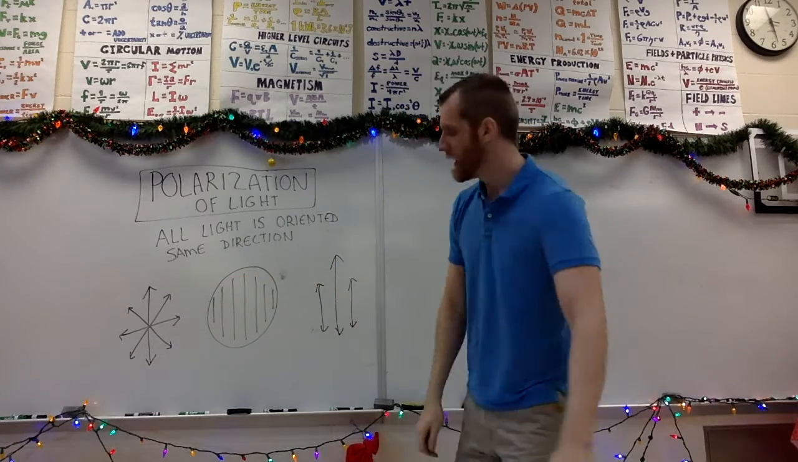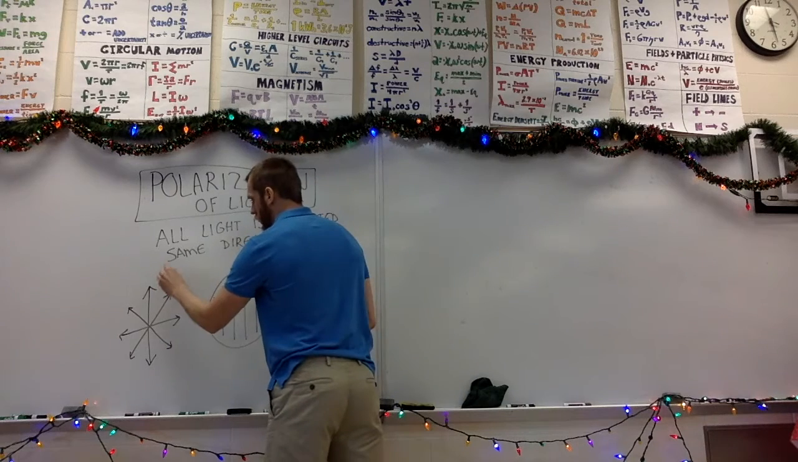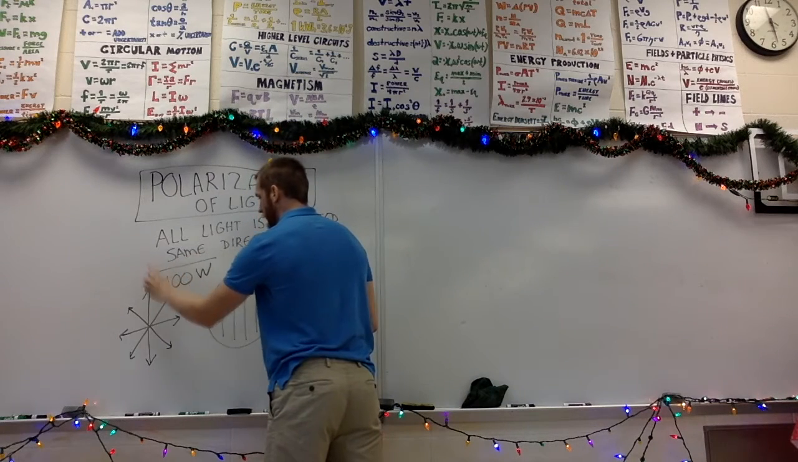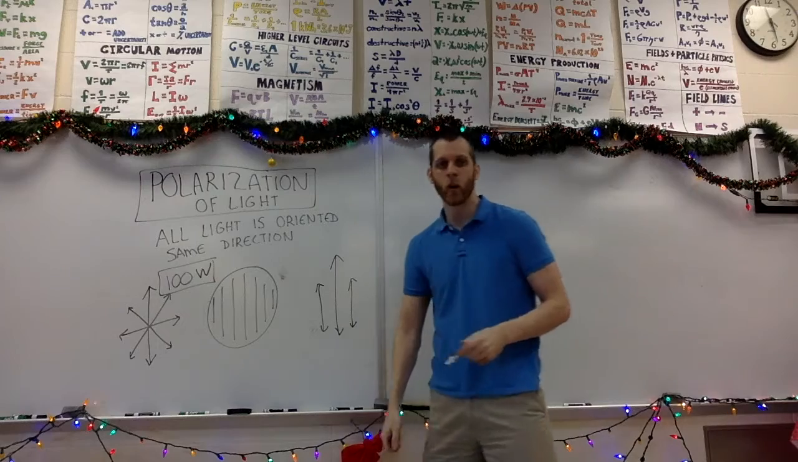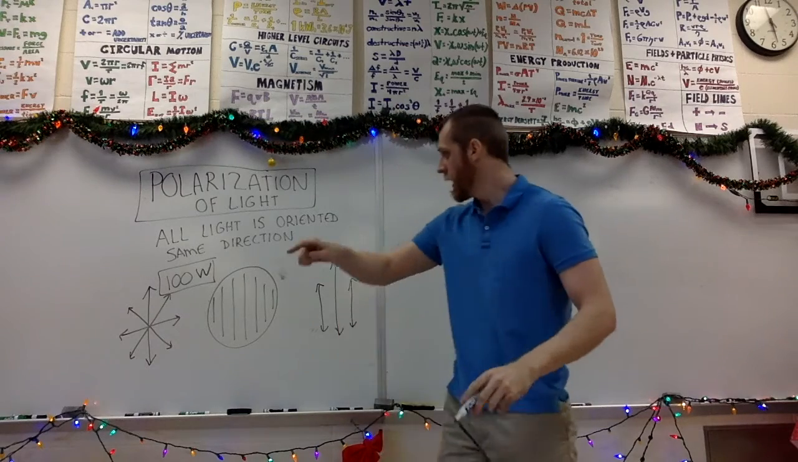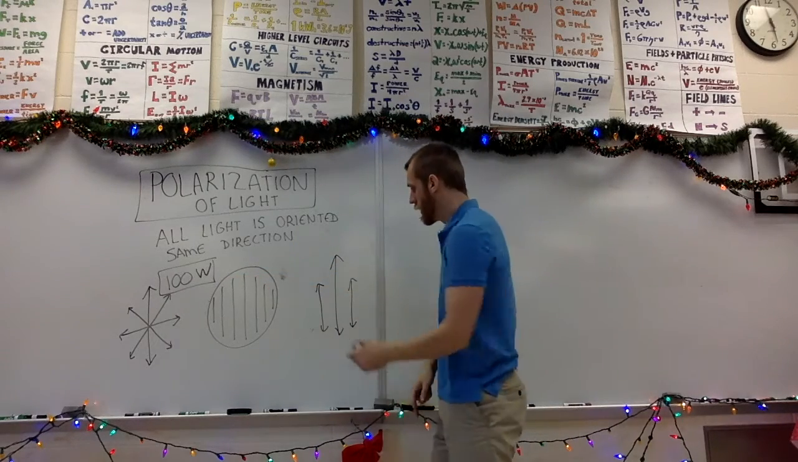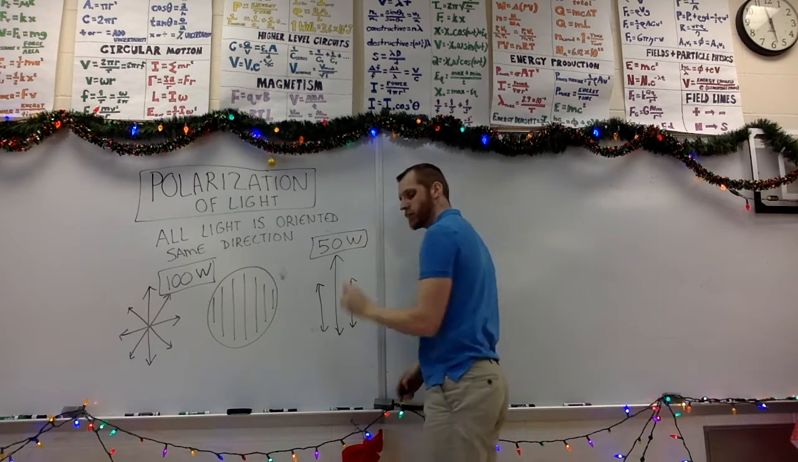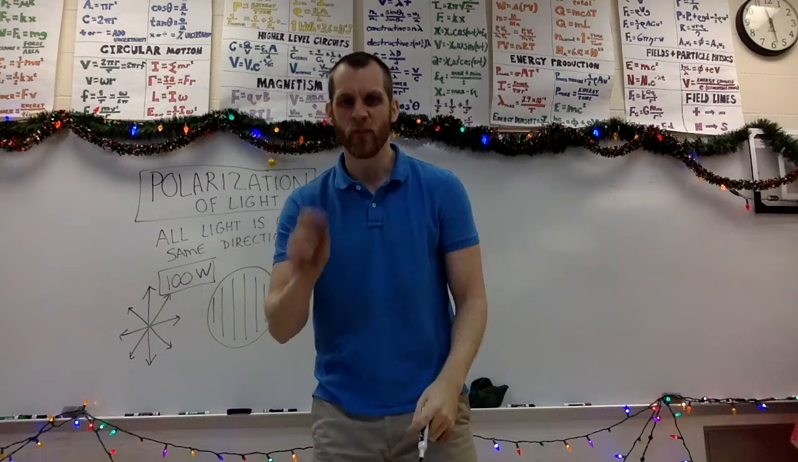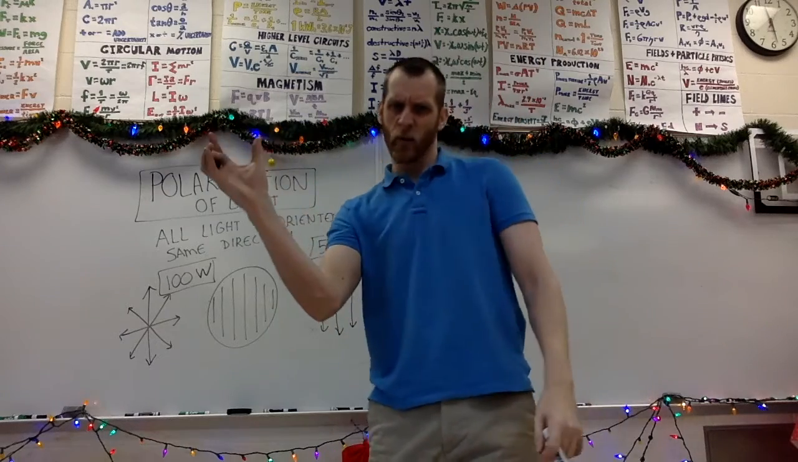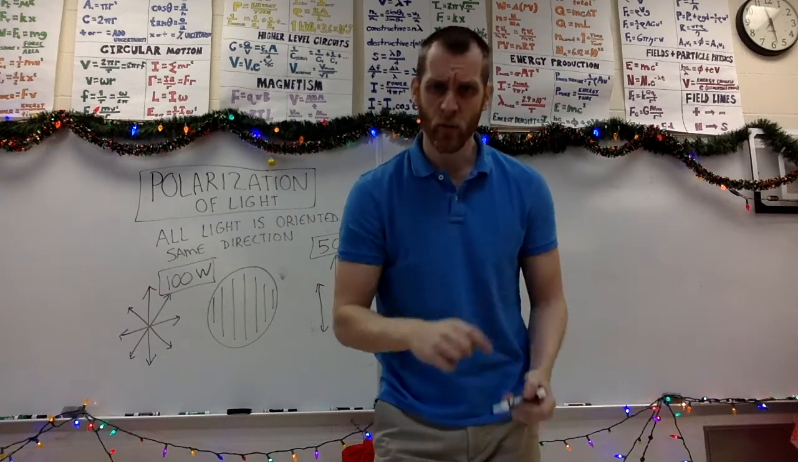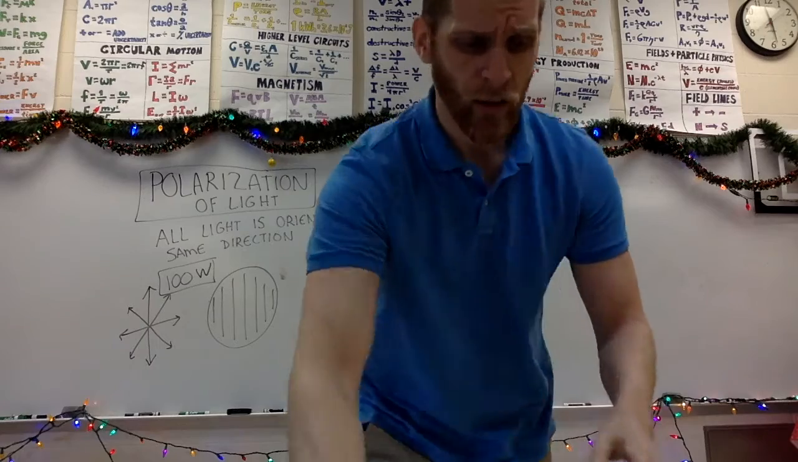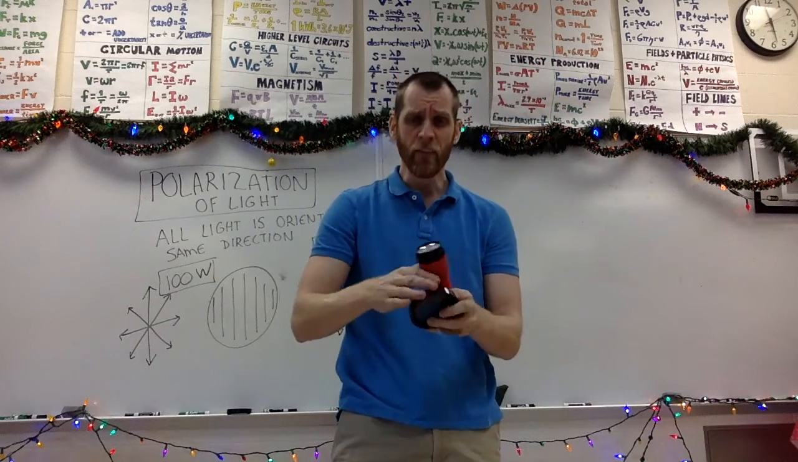What that means is that if you start with like 100 watts of light on this end, or 100 watts per square meter for intensity, when it passes through this filter, you get 50 watts of light that pass through. 50 watts of light pass through. So 50% of the light that goes through a polarizer gets through. Let's see if that's true. Here's a polarizer. I have a flashlight here.